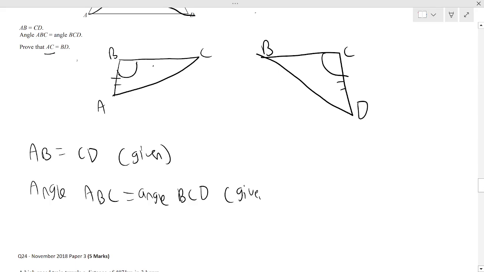Okay, so now we only actually need one other ingredient. We either need one side or one other angle the same. Because remember, we only need 3 bits, so like SAS or AAS or RHS, but we don't have a right angle triangle. Or SSS, okay. So we need one more thing the same. So let's have a look.